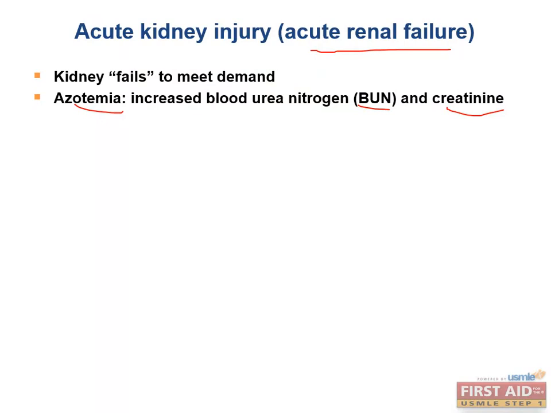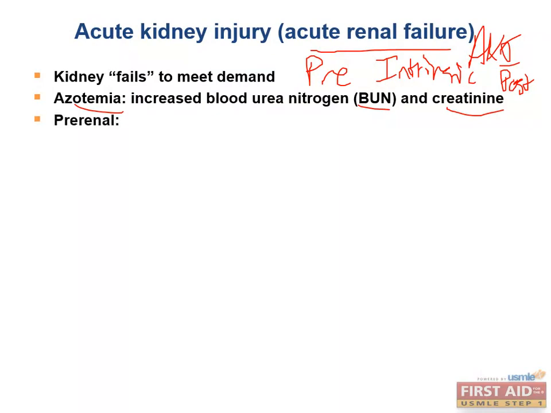When you think about causes of renal failure, it's best to think about them in terms of what exactly is preventing the kidneys from performing their function. This splits AKI, acute kidney injury, so I'll refer to it as AKI, into three categories: pre, intrinsic, and post. Pre-renal, intrinsic renal, and post-renal failure. So first, let's look at pre-renal.